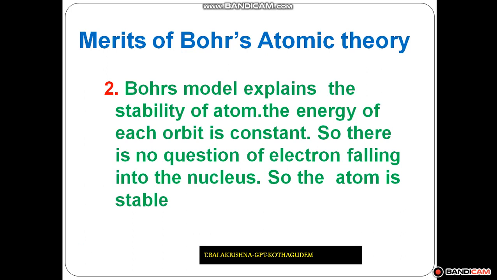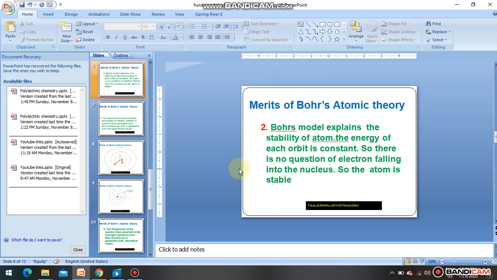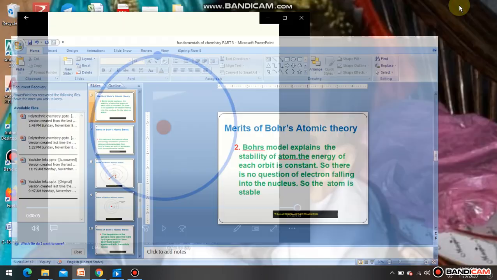Second point, Bohr's model successfully explained the stability of the atom. The energy of each orbit is constant. So there is no question of the electron falling into the nucleus. So the atom is stable. That means this theory successfully explained the stability of the atom.